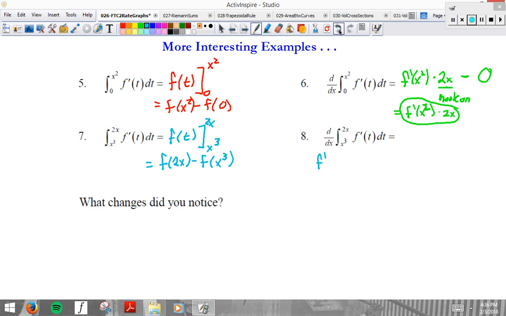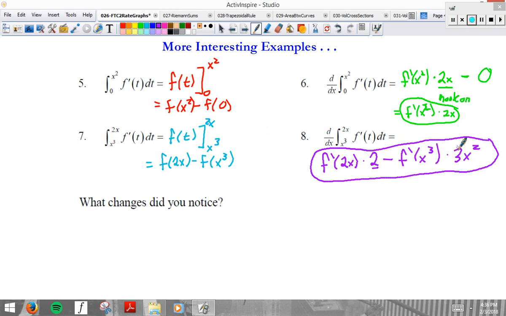Outside first. I'll change color. Outside first. Keep the inside the same. Multiply by the derivative of the inside. Minus outside first. Keep the inside the same. Multiply by the derivative of the inside. And there you go.